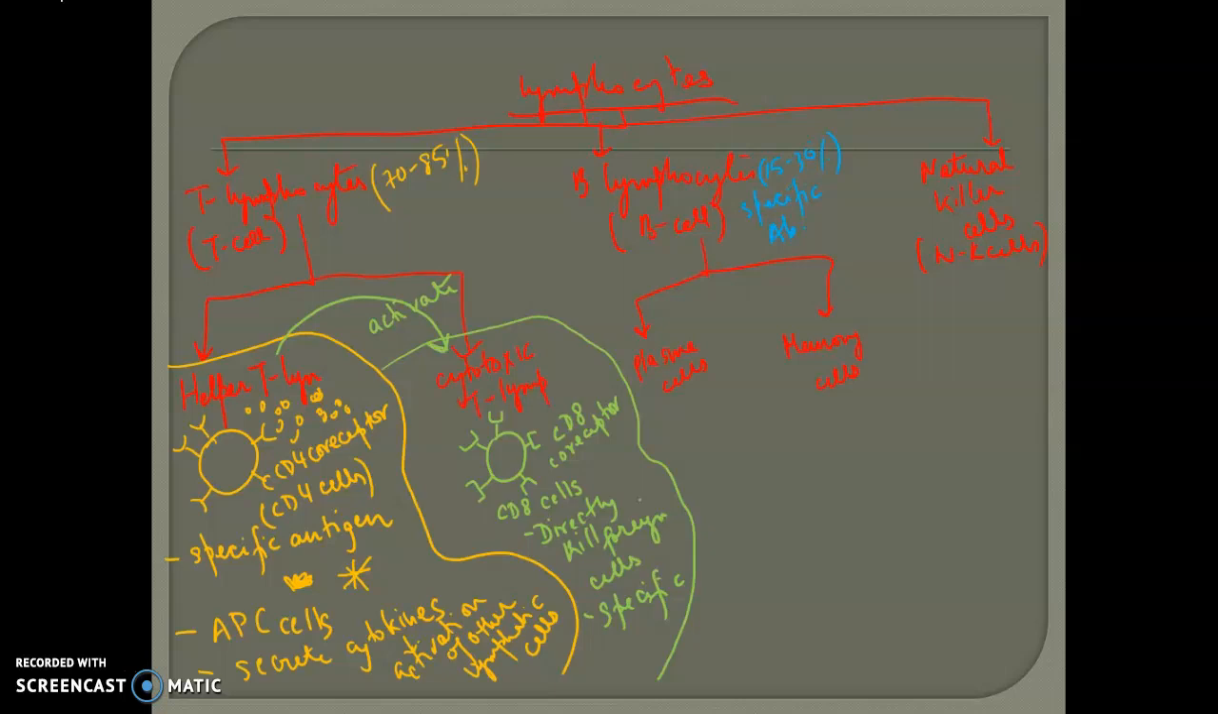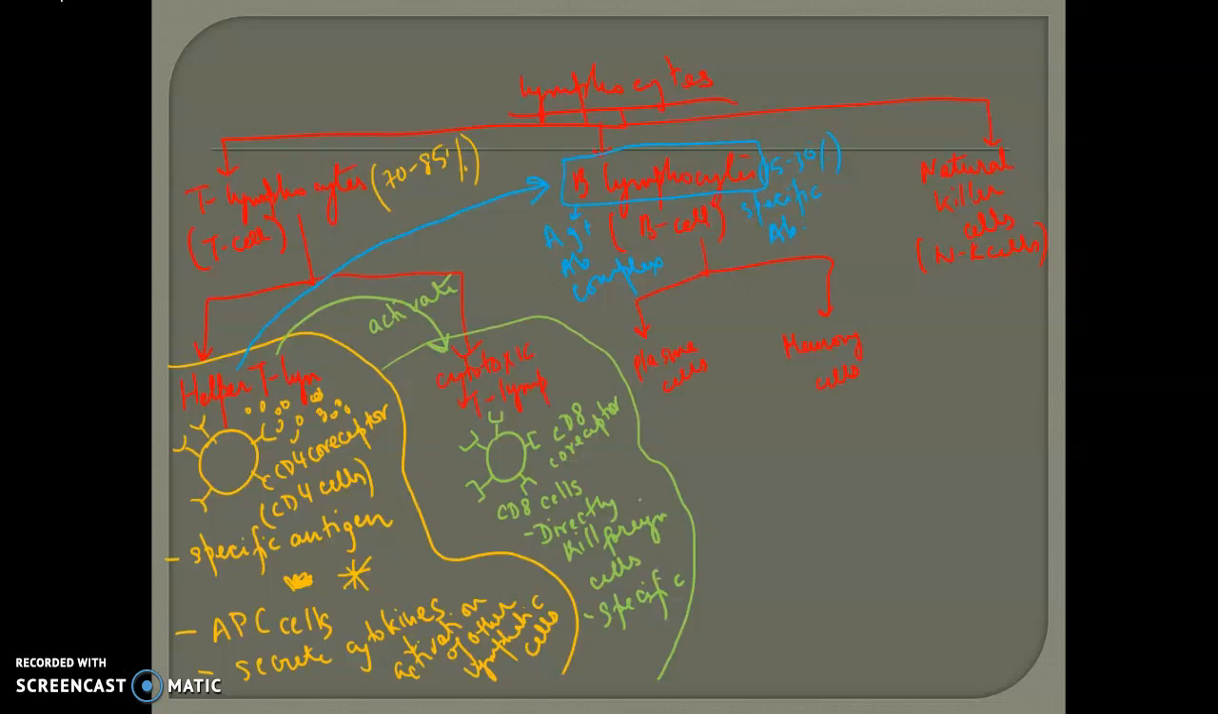The B lymphocytes form antigen-antibody complex. All right. Another thing, the B lymphocytes are also activated by the helper T cells. So what do we learn here? The helper T cells activate cytotoxic T lymphocytes, as shown by the green arrow. The helper T cells also activate the B lymphocytes, as shown by the blue arrow.